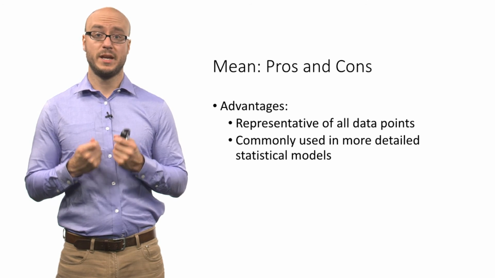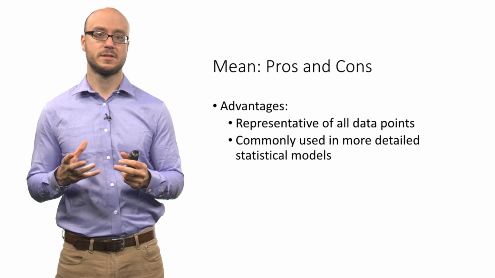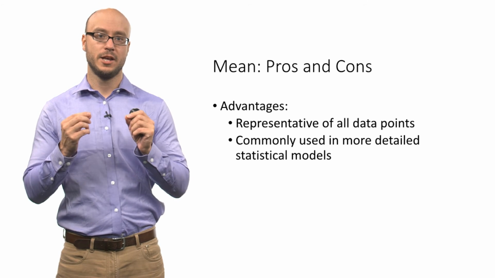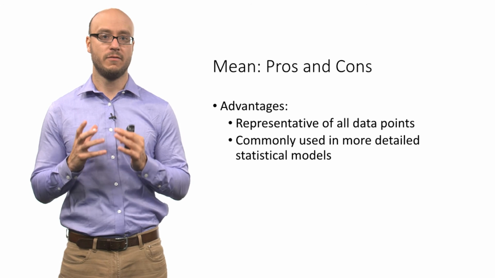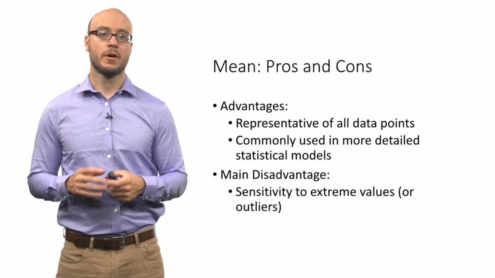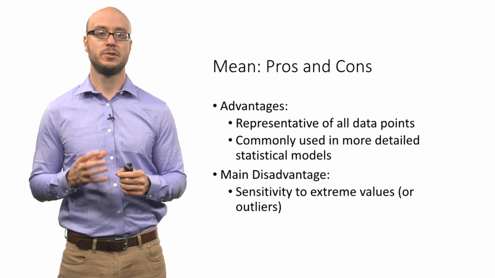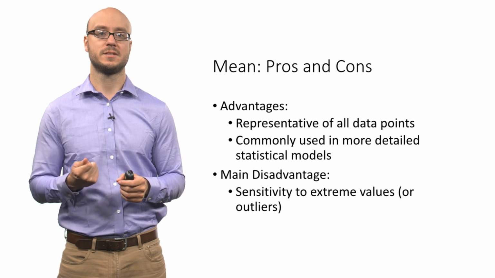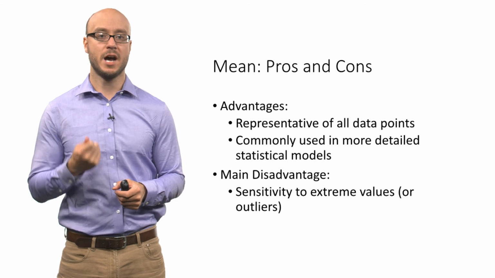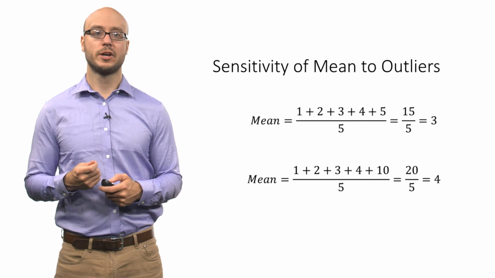Another advantage is that you will see the mean everywhere. It is used when you continue to take statistics courses and apply data analytic methods. The mean is everywhere. It's a very, very popular measure of central tendency. So you will see it a lot. It's very useful to know. There are a few disadvantages. The main disadvantage of the mean is that it is sensitive to extreme values. Extreme values in statistics are also called outliers. Another way to put it is that the mean is not robust to extreme values. It is not robust. So let's look at an example of this.